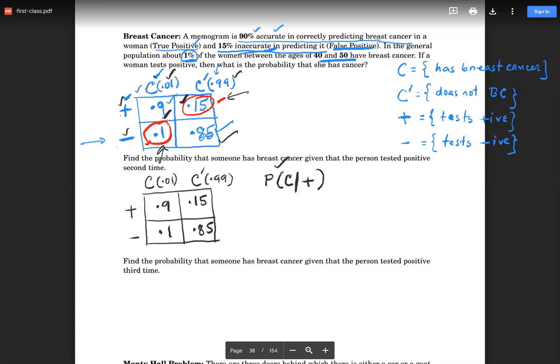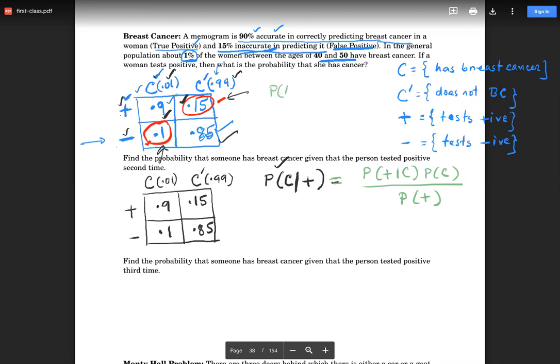Now, look at the Bayes theorem. Let me use a different color so that you can see it slightly more clearly. Okay. This is equal to the probability of positive given C times the probability of C, all of it divided by the probability of testing positive. That's exactly like the formula I had.